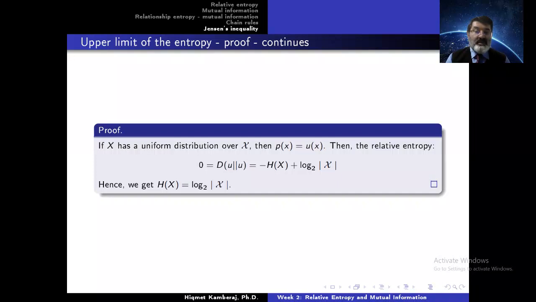Now to prove the second part of the theorem, the equality: if x also has a uniform distribution over chi, this means that p of x is equal to u of x, then the relative entropy becomes the distance between u and u, which is equal to 0 on one hand. Then on the other hand, based on what we showed before, it is minus H of x plus log with base 2 of cardinality of chi. Now from here we get that H of x is equal to log with base 2 of cardinality of chi, which is the second part of the theorem.